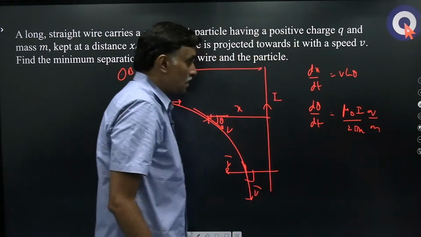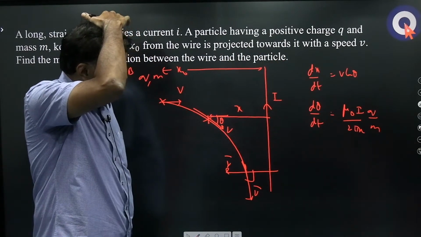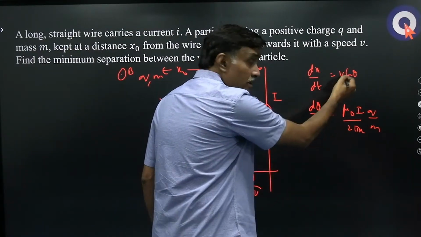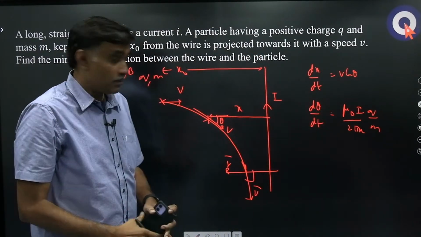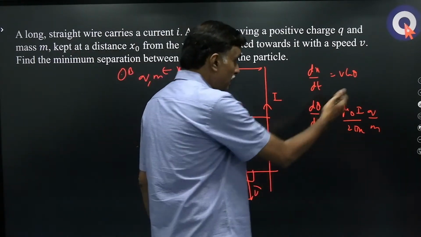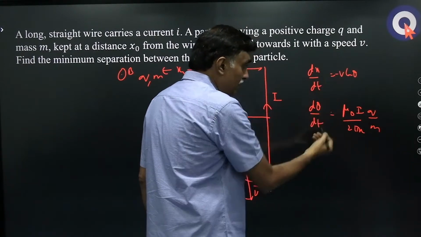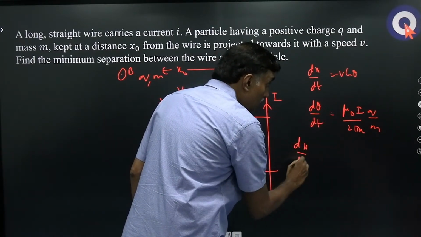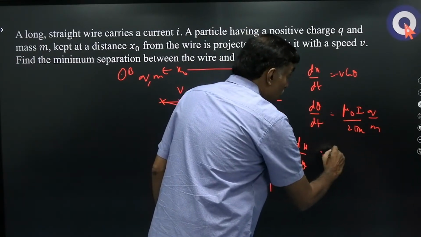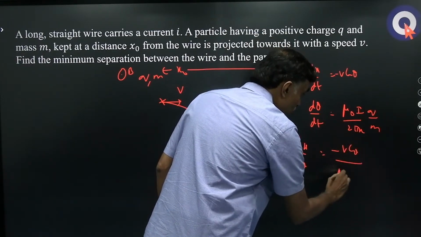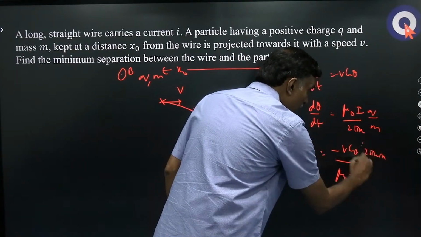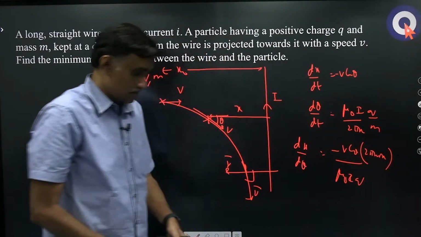Okay. So from these two equations, what do you get? Dx by d theta. This will be negative anyhow. Dx by dt will be negative, because as it is going like this, x is decreasing. So I will put a minus sign here. Okay. And now if I divide these two, what do you get? Dx by d theta equal to, if I divide these two, minus v cos theta by mu naught I q by 2 pi m x I will get. Okay. 2 pi m x.